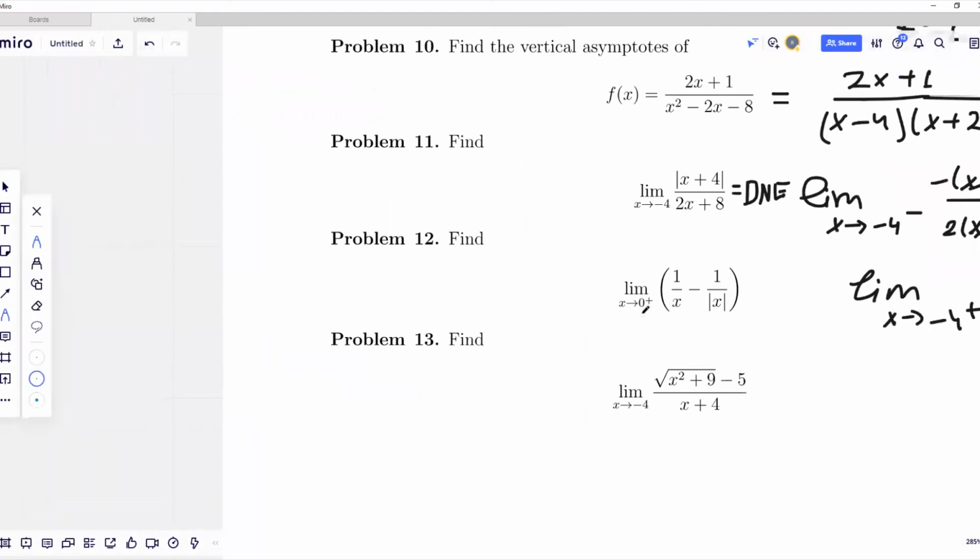When x approaches 0 from the right side, that will open with a positive sign. So we'll have 1/x minus 1/x. So this is 0.